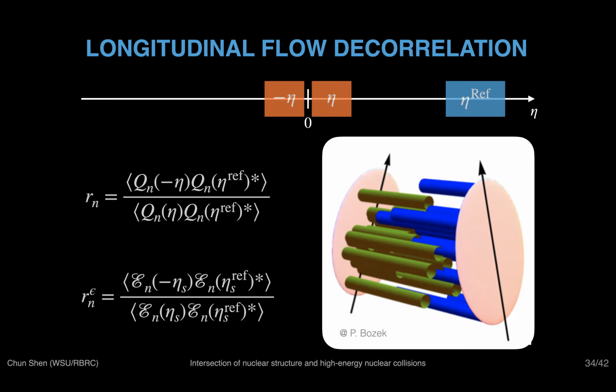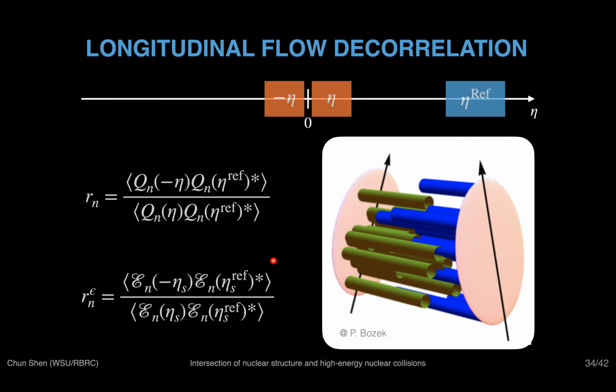The cartoon shows that if you have some kind of twisted firewall at forward rapidity, where the flow angle goes in one direction and in the backward direction goes in another, then you will see a deviation of RN away from one using this measure. The reason the reference detector is placed away from this measurement is that you want a large enough eta gap to suppress other two-particle correlations, such as resonance decay or non-flow, so that your measurement is only from the flow correlations.